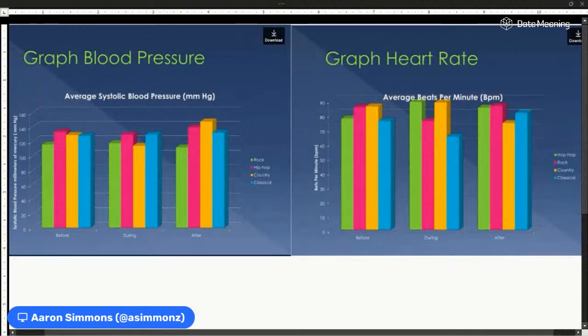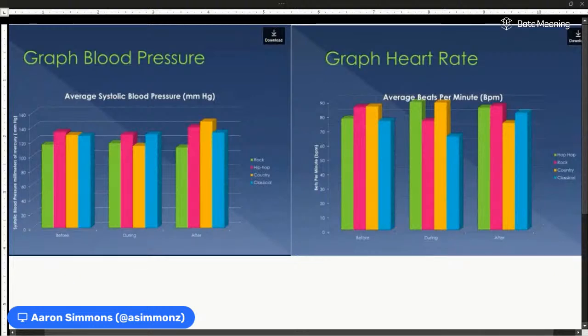Look at that. So hip-hop is higher than classical music. That's what it says here, okay. Before and then the heart rate. That's very interesting. So what do you think, Jeff, what is your first impression of this and what do you like or don't like?